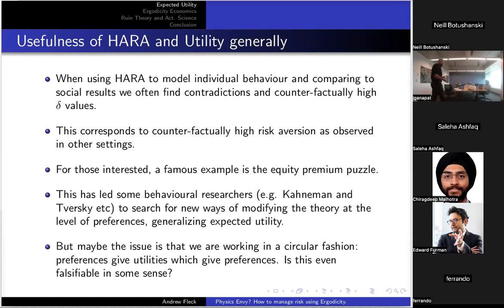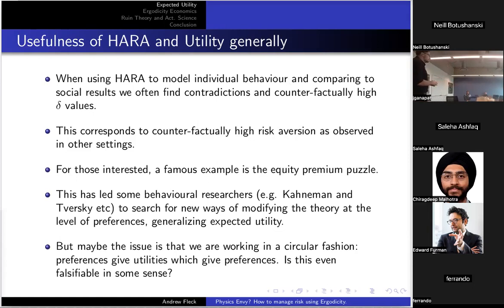One of the problems, though, is that when we use something like HARA to model individuals that we aggregate, and we compare the results, we often get contradictory results. So if we model a whole economy using agents of that kind, and then compare it to people's behavior individually in a laboratory, there's often a contradiction.